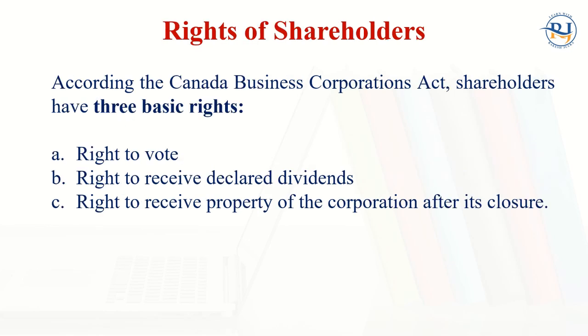Now, what are the rights of the shareholders? According to the Canadian Business Corporation Act, the shareholders have three basic rights. The first is the right to vote, then the right to receive a declared dividend, and the right to receive the property of the corporation after its closure.